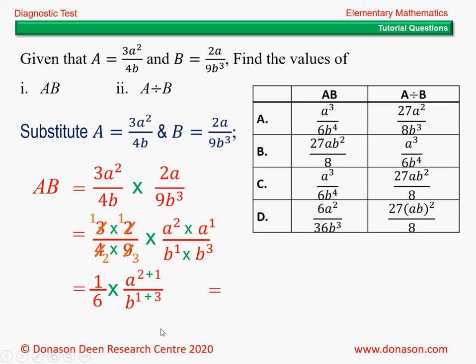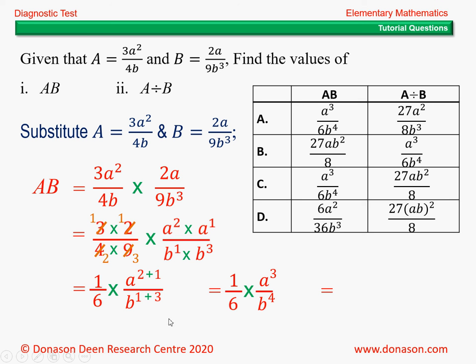So now we can simplify this. 1 over 6, there's nothing further you can reduce, so it's still 1 over 6 times a to the power of 2 plus 1, which is a to the power of 3, divided by b to the power of 1 plus 3, which is b to the power of 4. And of course when we are doing an algebraic expression, we don't need to put the multiplication symbol.